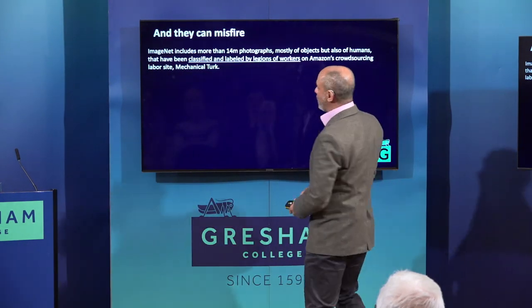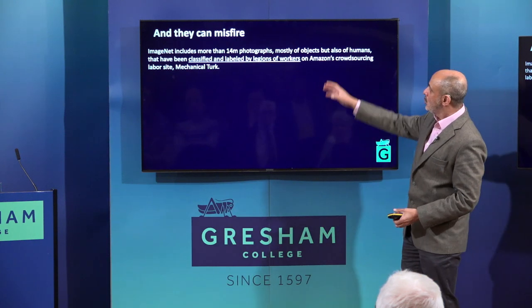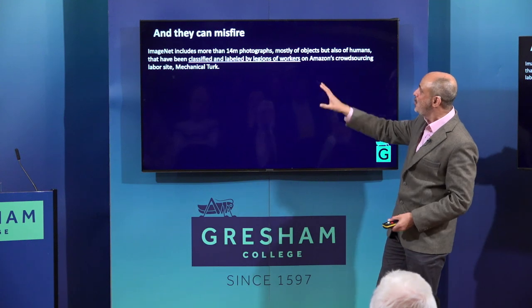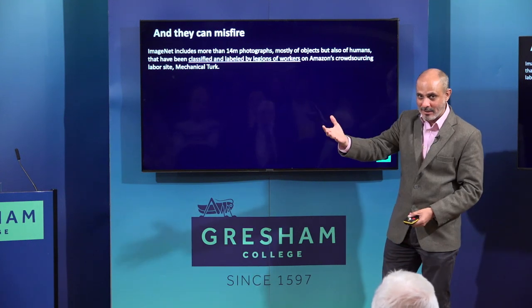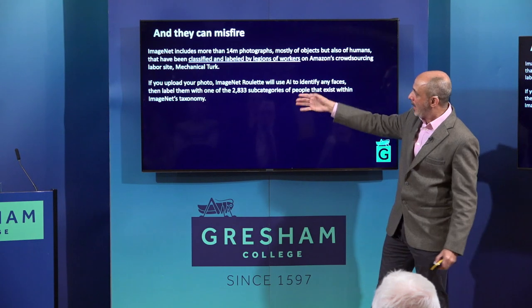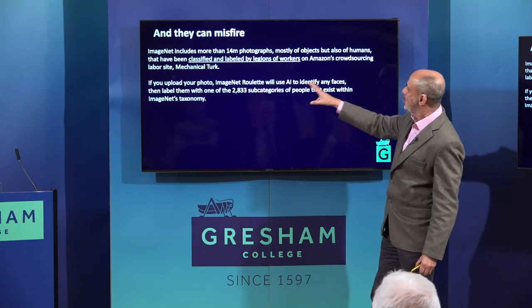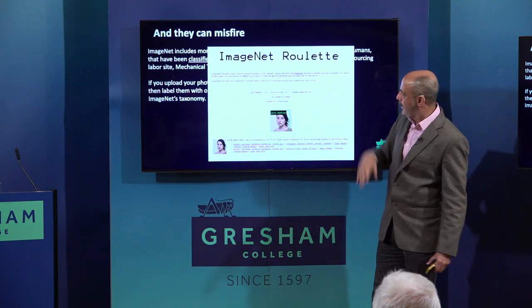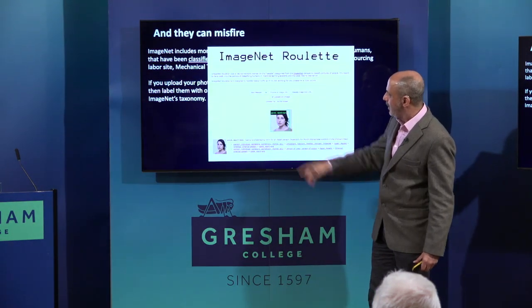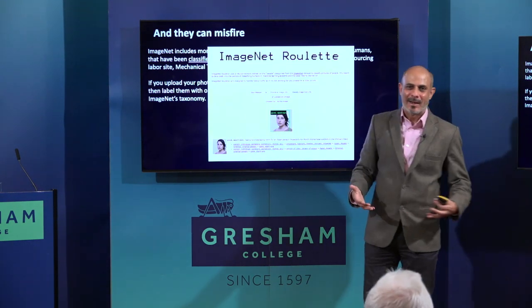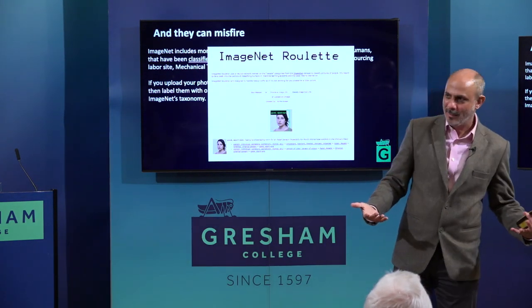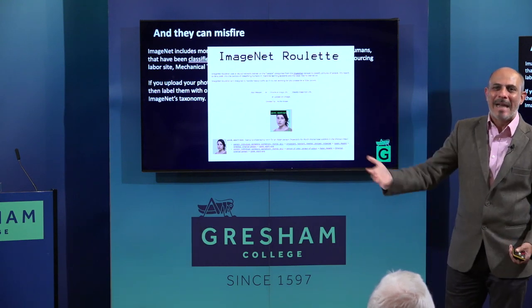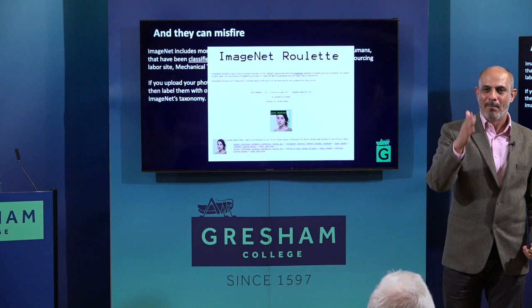And they can totally misfire. ImageNet, for example, is 14 million photographs, classified by legions of workers. Right? So there's supervised learning. Here's an example. If you upload your photo, ImageNet Roulette will use AI to identify faces and then give it one of the categories of people. So this poor woman uploaded a picture, and it immediately called her a gook or a slant eye, which is a pejorative term, right? It basically says, if you give it bad training data, it will spit out bad biases.